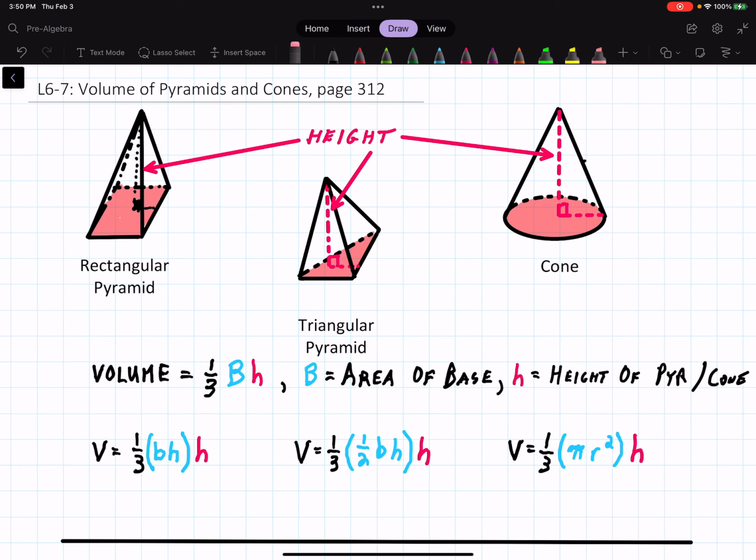Okay, this is lesson 6-7, volume of pyramids and cones. It's on page 312 of your book. First of all, let's take a look at the three diagrams I have at the top.